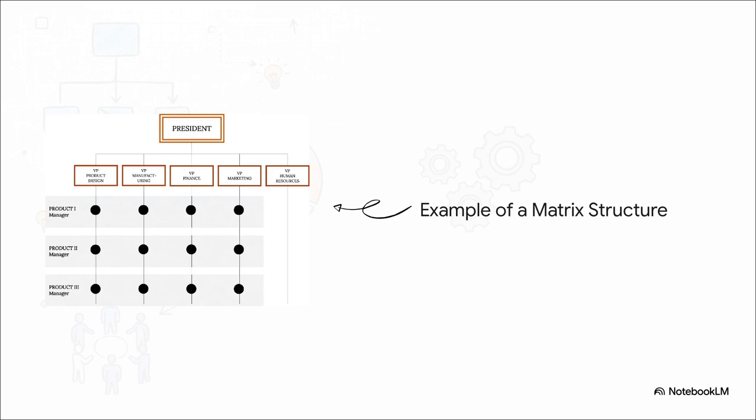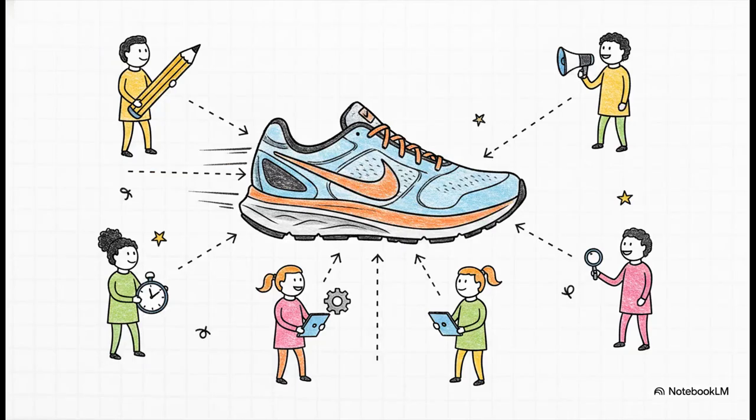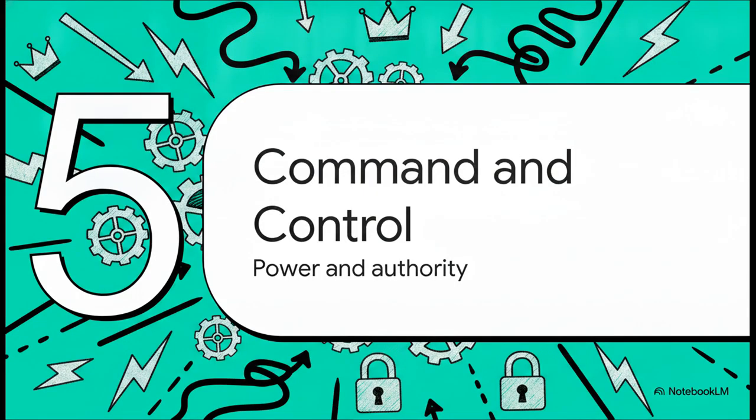priorities from multiple bosses. Nike actually uses this exact matrix twist brilliantly in the real world. They take designers, marketers, and researchers from their standard functional departments and combine them into dedicated task forces focused entirely on specific sports, like running or basketball. It's a game changer. It allows for this intense, laser-focused collaboration without forcing everyone to completely abandon their original home departments. And that brings us to our final piece, Section 5, Command and Control.